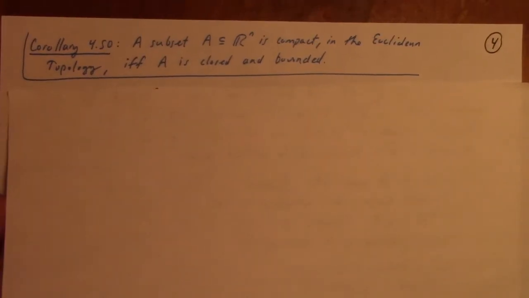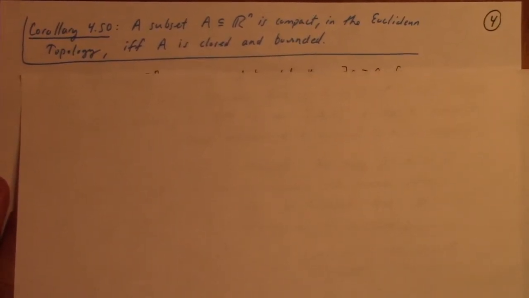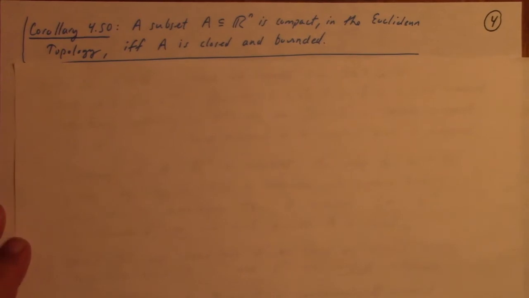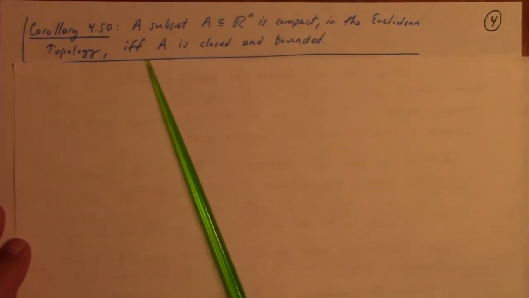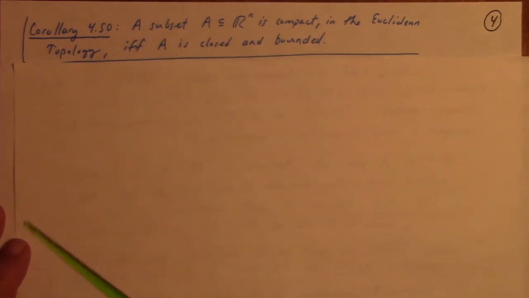So here we go, corollary 4.50. A subset A of Rn is compact in the Euclidean topology if and only if A is closed and bounded.